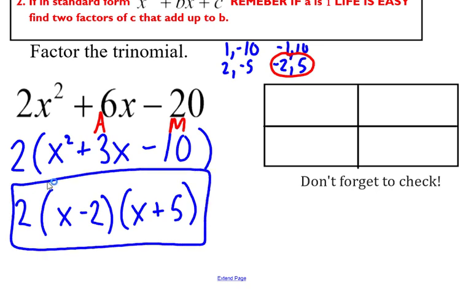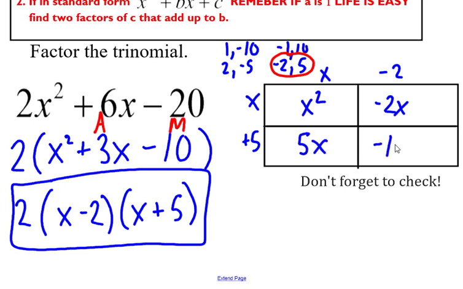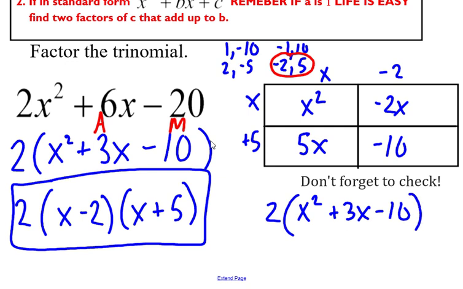You could check it by multiplying x minus 2 times x plus 5, and then we'll double all the items that we get at the end. X times x is x squared. X times minus 2 is minus 2x. 5 times x is 5x. 5 times negative 2 is negative 10. Squared plus 3x minus 10, which is exactly what I had in the middle, and I still had that 2 out front. So it gets me back to the original once I multiply everything out. So I did it right. So that's factored. It's in simplest form.